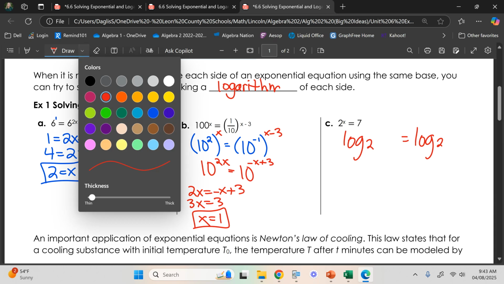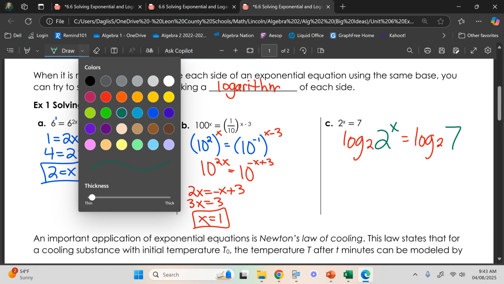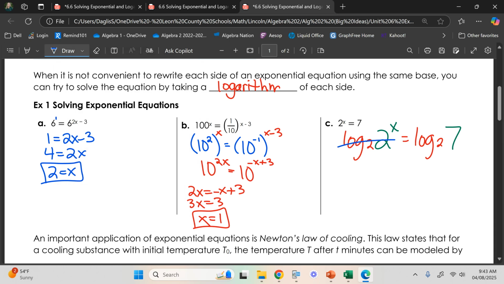My left side had 2 to the x. My right side had 7. So log base 2 of 2 to the power of x equals log base 2 of 7. And this takes us back to our warm-up. See how I have log base 2 of 2? Those cancel. There's my identity property. So that side is now just x.